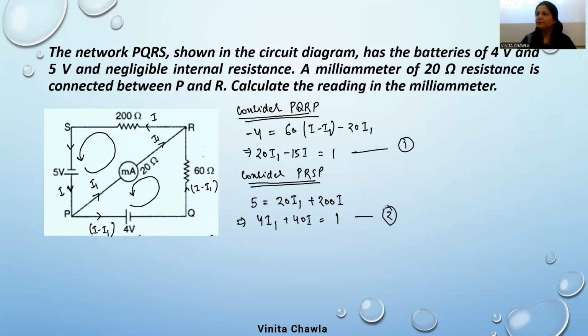Is this clear? By comparing coefficients, we can solve this. Here we have 15 I, here we have 40 I. We want to cancel this, we want to remove this I because we want the value of I1, not I. In the question, it is asked to calculate the reading in the milliammeter, so I1 will flow through it. Our focus is I1. We don't need to bother about the value of I. Our focus should be the I1 which is asked in the question. Then we solve and find I1.